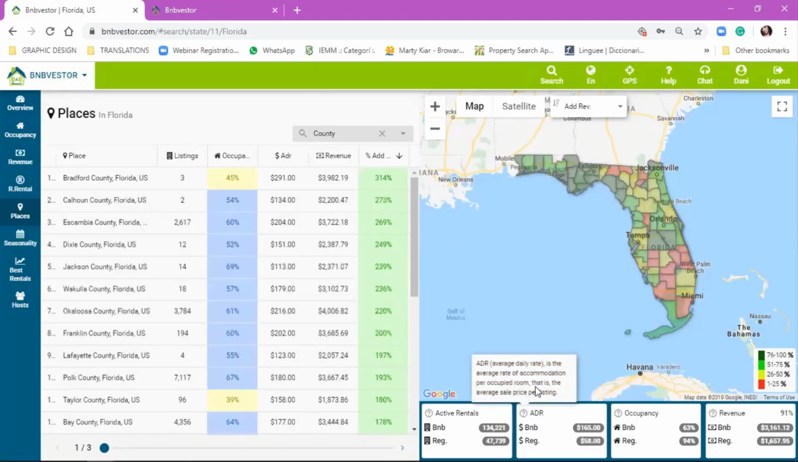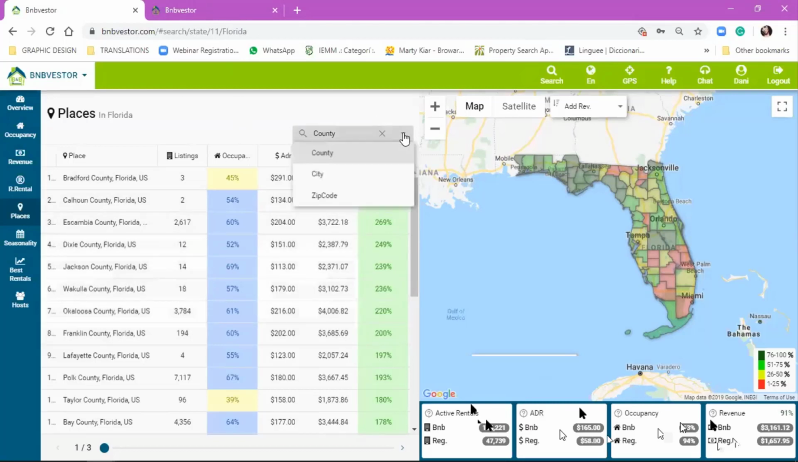I'm sorry, I apologize. It's the average daily rate, $165. The occupancy, it's an average of 63%. And then a revenue of $3,161, and it has an additional revenue over the regular rental that you see here of 91%. So guys, you're in a very good state to be investing in Airbnb.